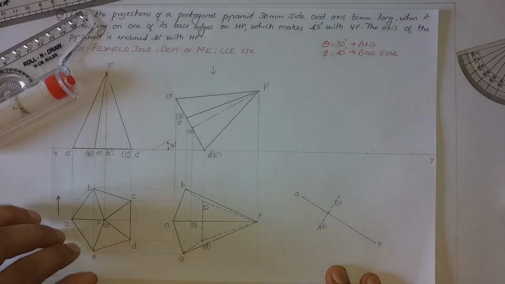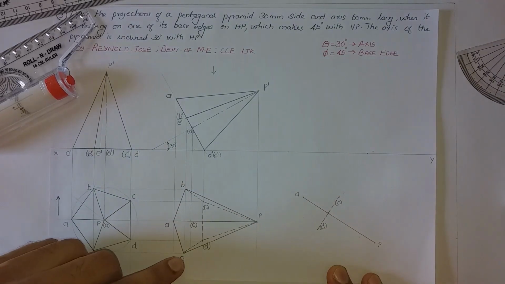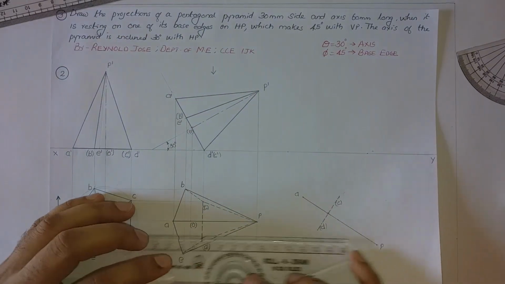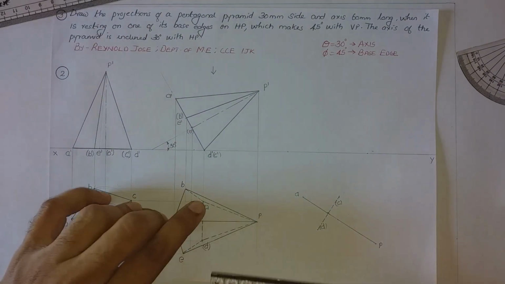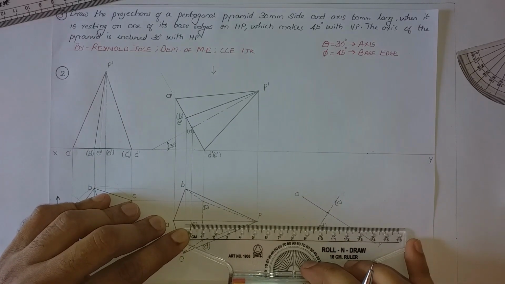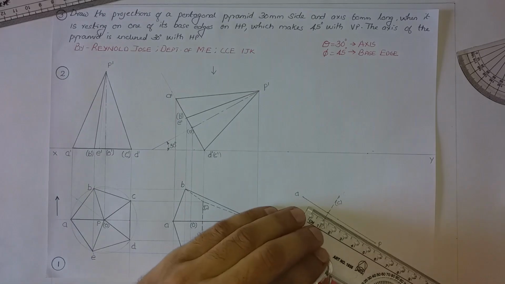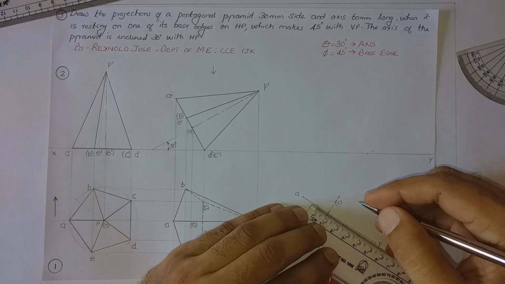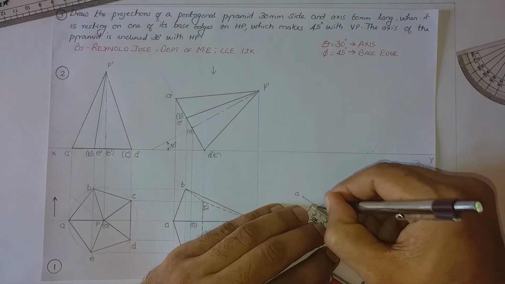Now how to obtain point O, B and E. I am measuring the distance of O with respect to this base edge. This is around some 9. So this point will be O.